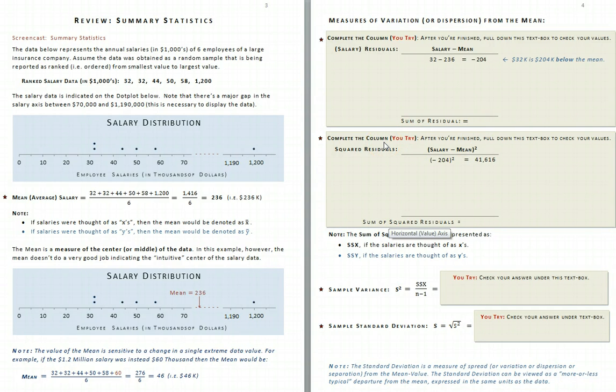The second U-try asks you to square each salary residual value and then find their sum. The sum of squared residual values is a fundamental measure of the variation of salary values from the mean. It is also the numerator for the sample variance.